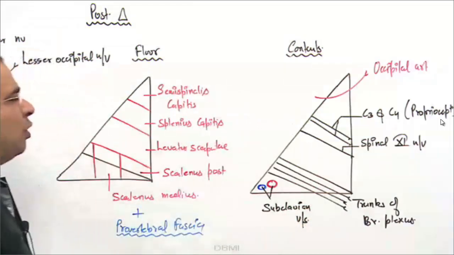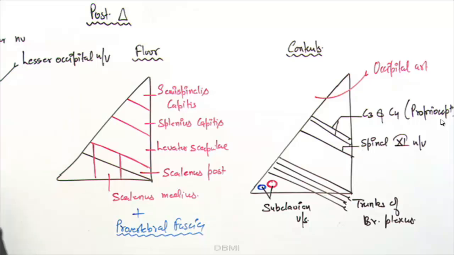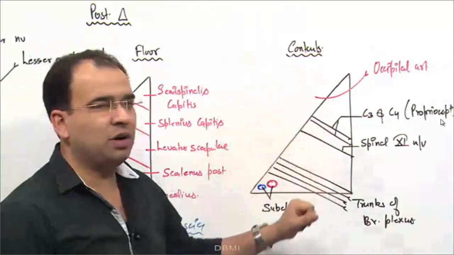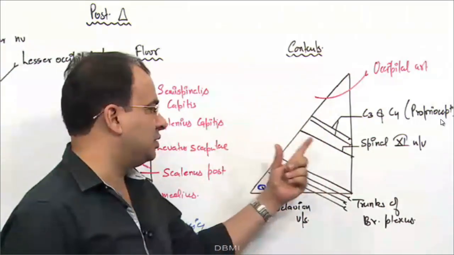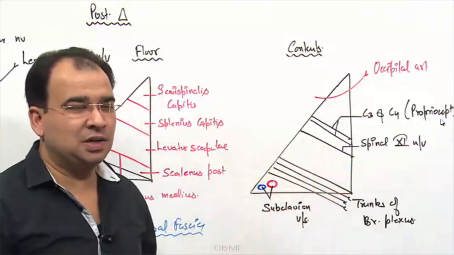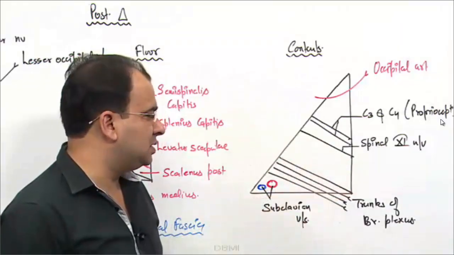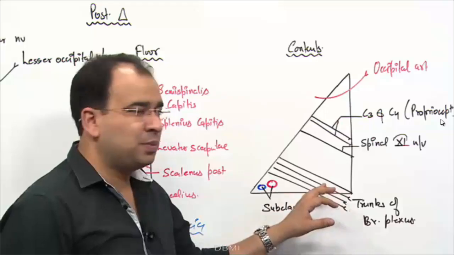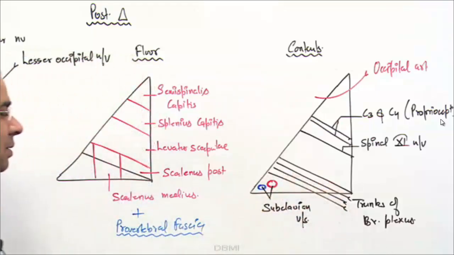That's all we need to know about the important contents of the posterior triangle. The occipital artery, C3, C4 nerves which are proprioceptive to sternocleidomastoid and trapezius, spinal accessory nerve, the motor branch to sternocleido and trapezius, trunks of brachial plexus and supraclavicular triangle along with the subclavian vessels. This is about the posterior triangle. So roof, floor, content and boundaries.